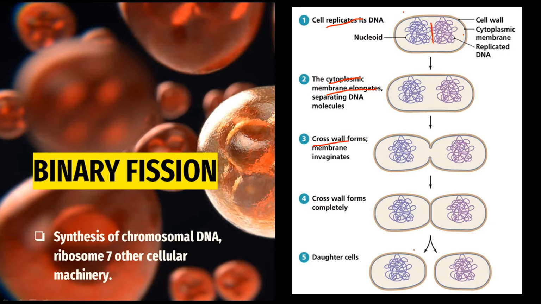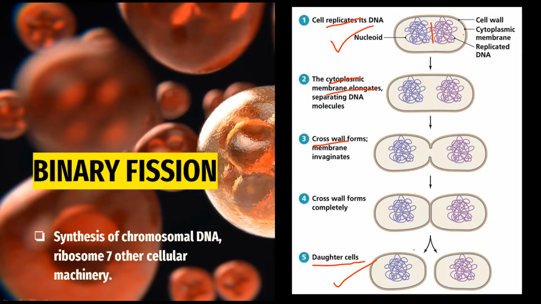Firstly the DNA material is replicating, the cytoplasmic membrane and other materials are also separating, and then the two walls form and get detached from each other and form daughter cells. This was the parent cell and these are the two daughter cells. This is the whole procedure of binary fission.